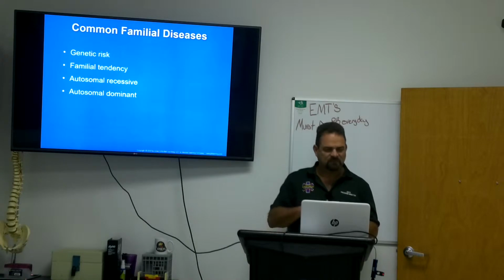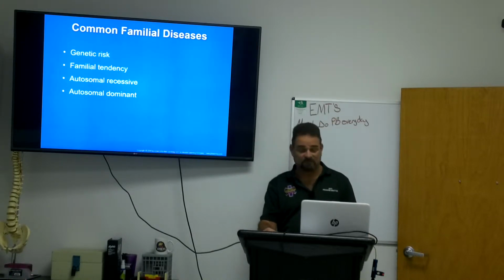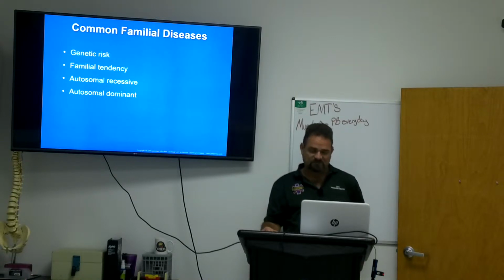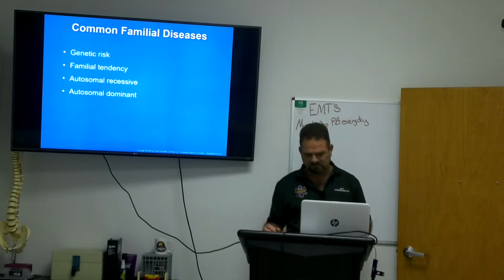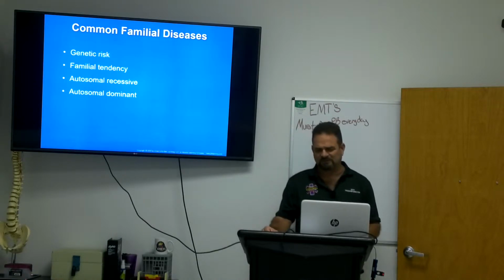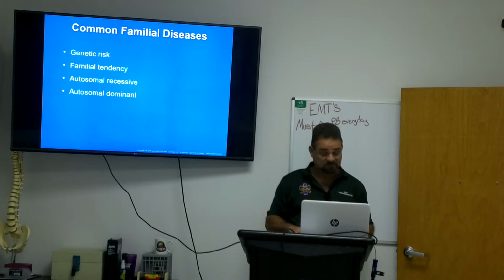Okay, common familial diseases: genetic risk, familial tendency. Genetic risk is one that is passed through generations. Familial tendency is a cluster of diseases in family groups. Autosomal recessive is a pattern of inheritance that involves genes located on autosomes. A person needs to inherit 2 copies of that particular gene in order for it to pass through. And then autosomal dominant, a person needs only to inherit 1 copy of the particular form of gene that shows that trait.